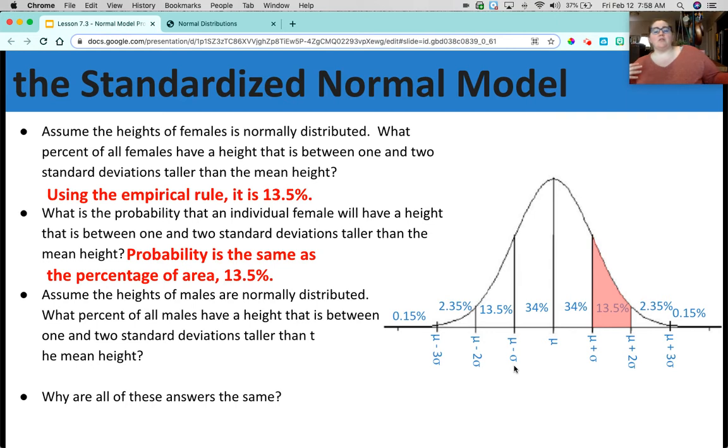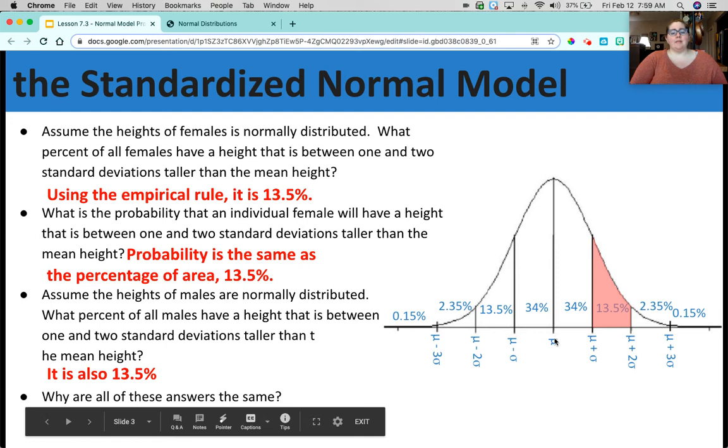But then I could also switch and talk about heights of males and say, assume the heights of males are normally distributed. What percent of all males have a height that is between 1 and 2 standard deviations taller than the mean height? It will still be 13.5%. Now, for males, what is considered the mean and what is considered 1 and 2 standard deviations, those numbers are going to be different. But in terms of standard deviation or z-score, it's the same.